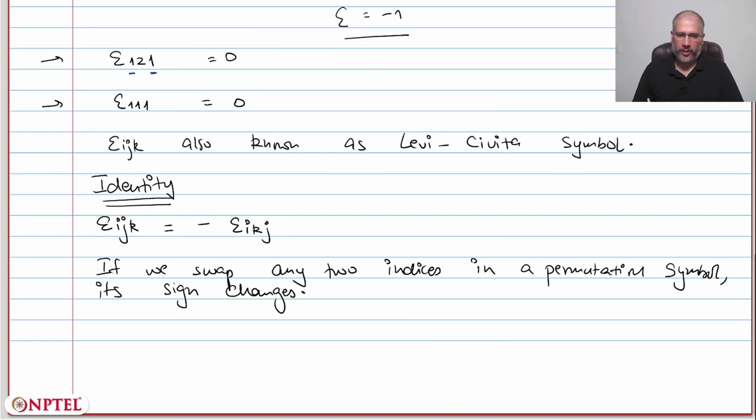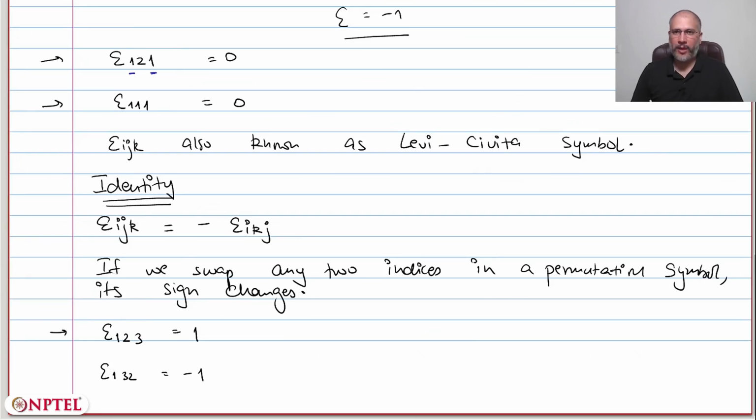Again, this is quite obvious, but we can test it. So if we have i equal to 1, j equal to 2 and k equal to 3, so that's a 1. But if I swap j and k, so this becomes epsilon 1, 3, 2, and you can see that now the ordering has become anticyclic, so this becomes equal to minus 1.